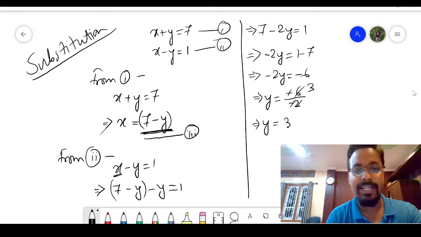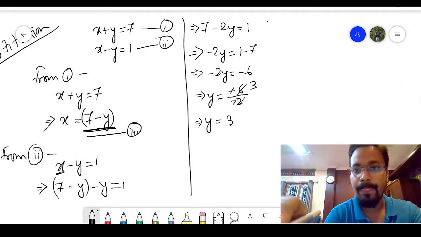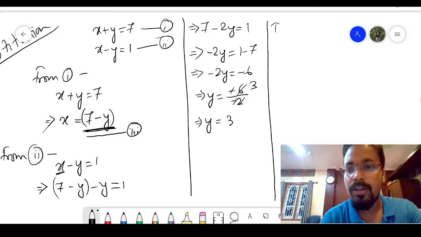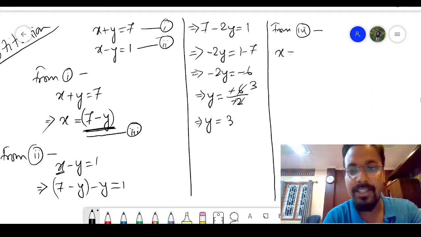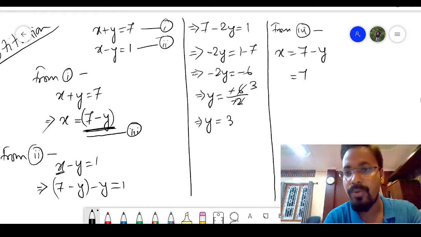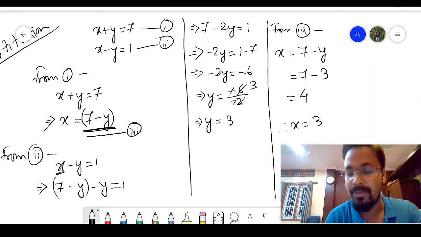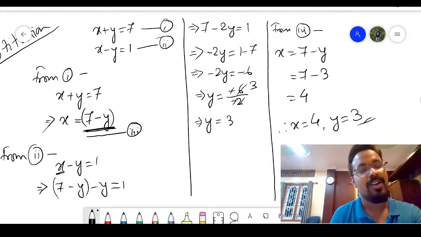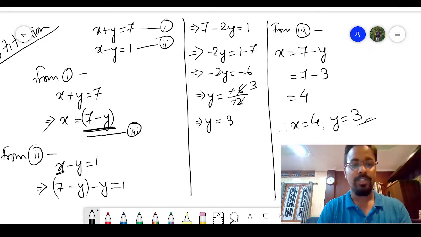Now again we will take equation number 3. From equation number 3 we have x equal to 7 minus y. So we will put the value of y equal to 3 here and we will get 4. So therefore we have x equal to 4 and y equal to 3. Okay, so that is one of the ways we solve. This is called a solution through substitution.